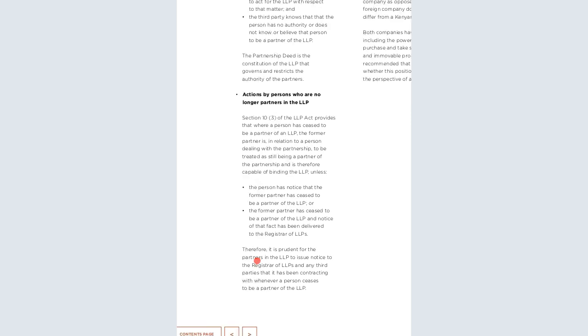So Section 10 or Part 3 of the Limited Liability Partnerships Act provides that where a person has ceased to be a partner of the limited liability partnership, the former partner, in relation to a person dealing with the partnership, is to be treated as still being a partner and is therefore capable of binding the limited liability partnership, unless the person has notice that the former partner has ceased to be a partner, and notice of that fact has been delivered. So all those are the issues.